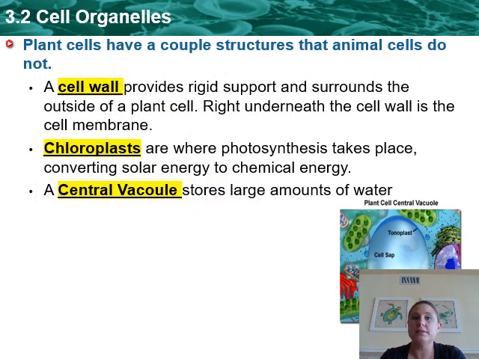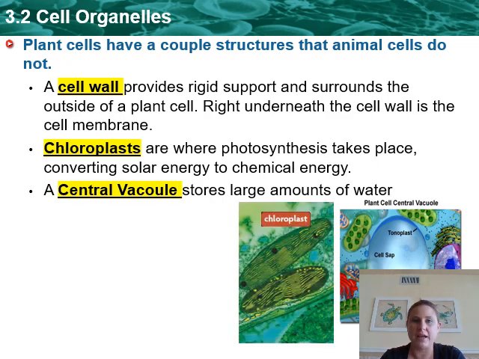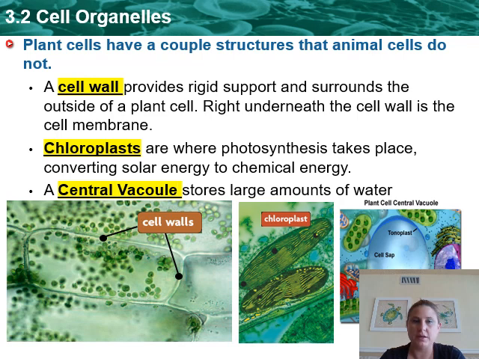Okay, now plant cells also have a couple structures that animal cells do not. They have a cell wall, and the cell wall supports and surrounds the outside of the plant cell. And plant cells still have a cell membrane, they just have the cell wall on the outside. You can kind of think of it as if you bite a vegetable like a carrot, you hear that crunch, that crispness. That's because it has those cell walls.